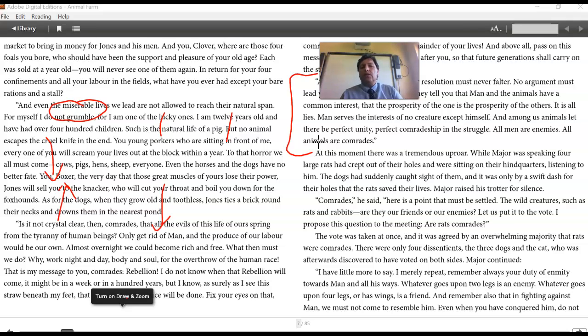Remember, comrades, your resolution must never falter. No argument must lead you astray. Never listen when they tell you that man and animals have a common interest, that prosperity of one is the prosperity of the others.